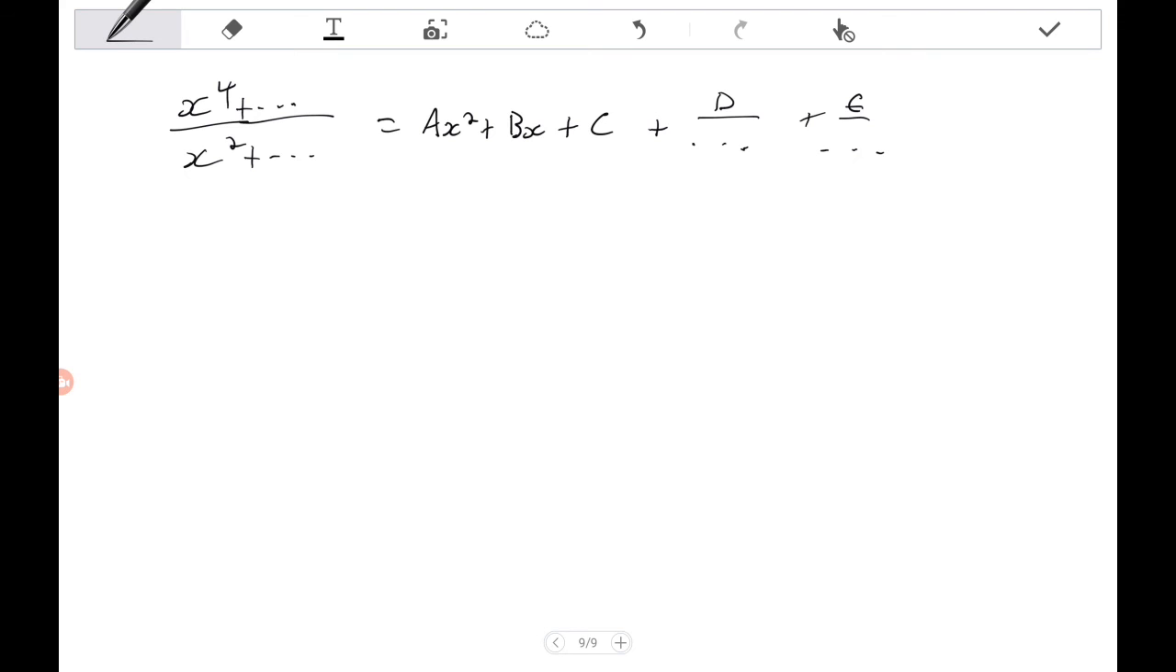I found that if there was a difference of 1 between them, or if it was the same degree, then it was quicker to use this method. If it was greater than 1, then it's quicker to use algebraic division. Okay, so I've shown you both so that you can see both, and you can pick and choose which one you want to use in different situations.